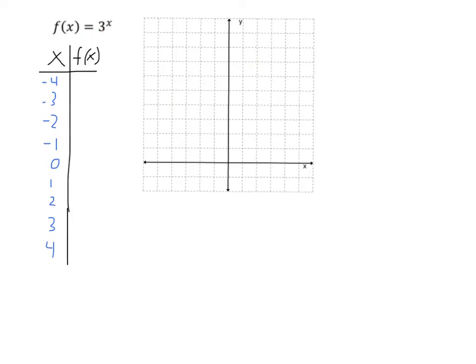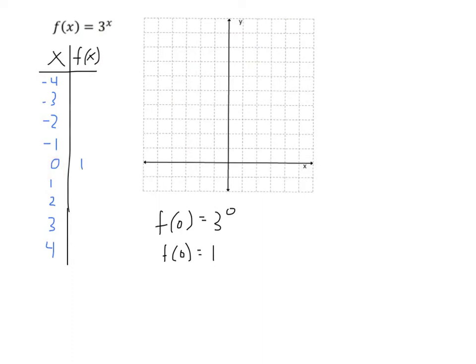I'm actually not going to start at the beginning here. I'm going to start in the middle, do some of the positives first, and then go back and do some of the negatives. Let's figure out what happens when we input 0. What's our output going to be? When I input 0, f of 0 would be 3 to the 0th power. Well, 3 to the 0th power is 1. So f of 0 is 1.